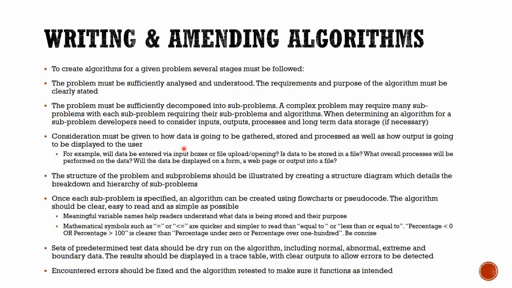Consideration must be given to how data is going to be gathered, stored, and processed, as well as how output is going to be displayed to the user. The structure of the problem and subproblems should be illustrated by creating a structure diagram which details the breakdown and hierarchy of subproblems. Once each subproblem is specified, an algorithm can be created using a flowchart or pseudocode. The algorithm should be clear, easy to read, and as simple as possible. Meaningful names should be used so that readers understand what data is being stored and its purpose.